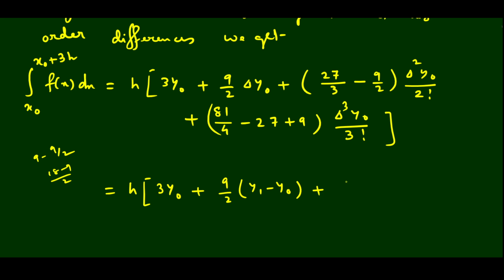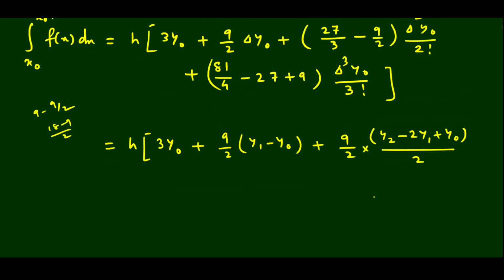It's 9 by 2, then delta square y naught. Delta square y naught is y2 minus 2y1 plus y naught, divided by 2 factorial, and 2 factorial is again 2.